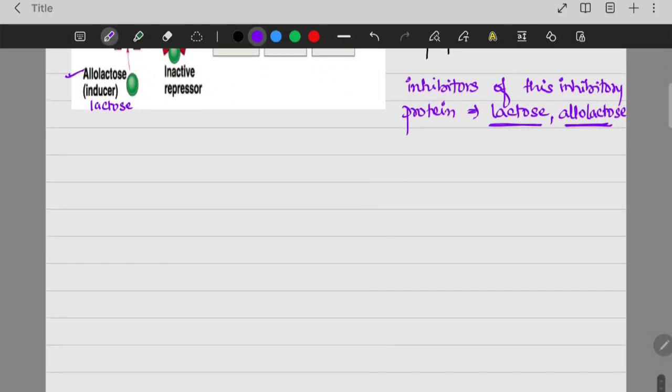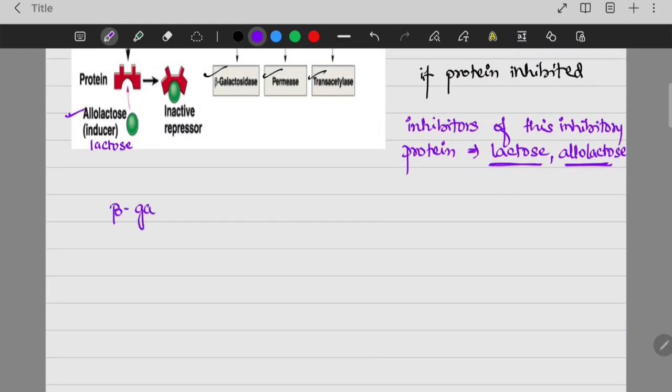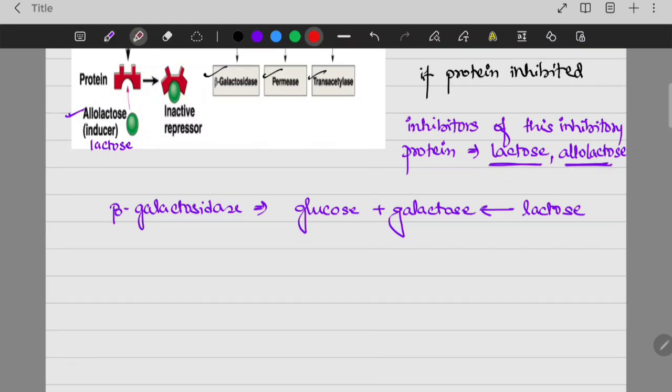So this is the basic concept of lac operon, and each of its functions. The beta galactosidase has the function of forming glucose plus galactose from lactose. This is the function of beta galactosidase. Okay. Now the second one is the permease. This has the function of permeability regarding the lactose entry in the cell. If the permease is present, then the lactose entry will take place. Lactose entry.